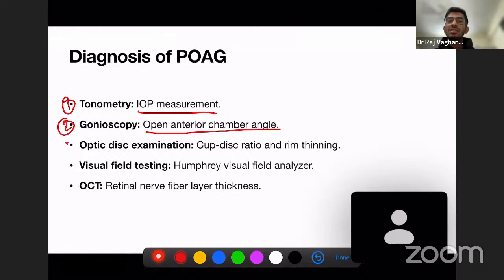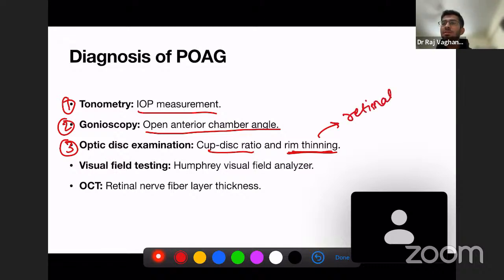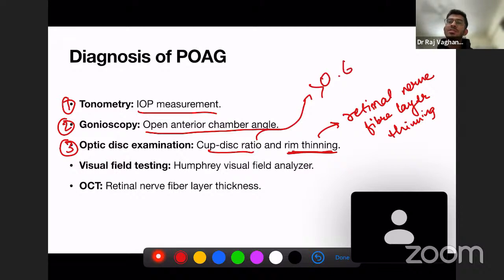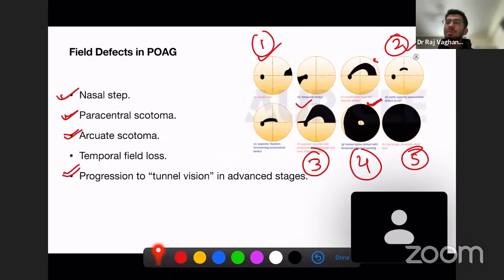Then third is the optic disc examination, cup disc ratio, and rim thinning. Rim thinning means retinal nerve fiber layer thinning, and the cup disc ratio is greater than 0.6. So this is the optic disc examination. Fourth is visual field testing, the Humphrey visual field analyzer. In the visual field analyzer, you can see this type of images.